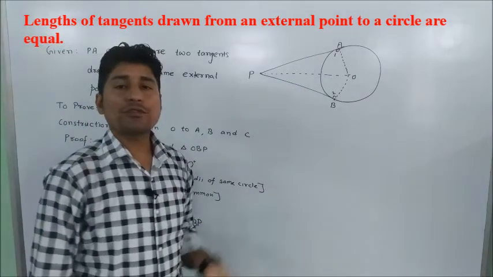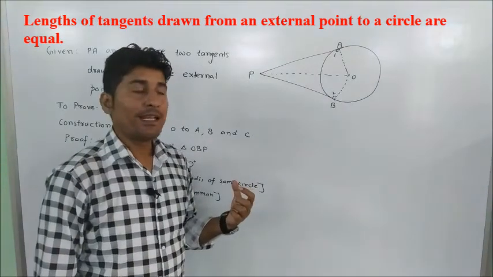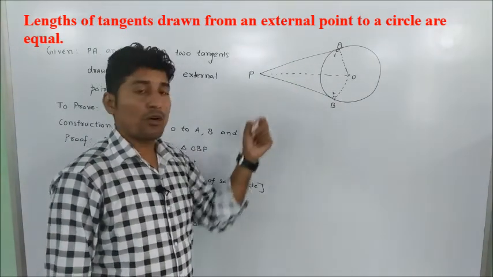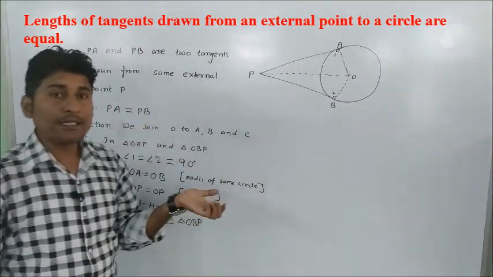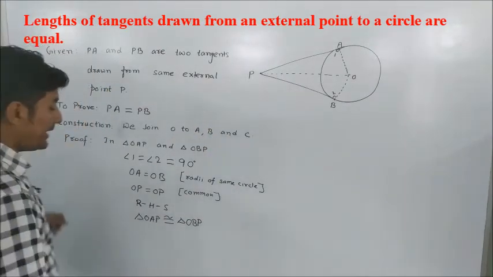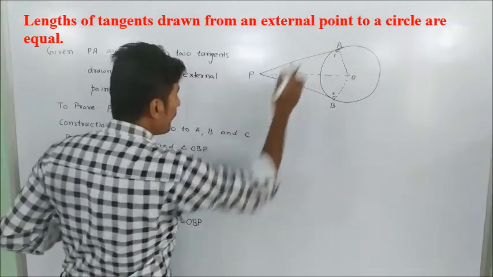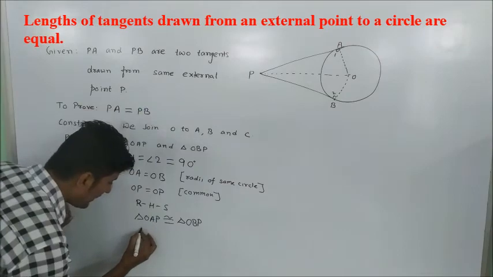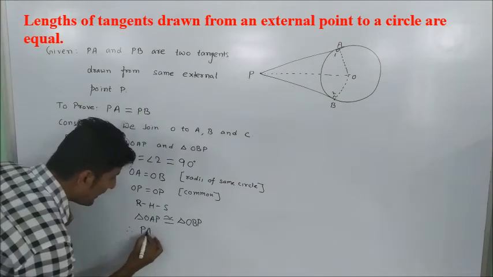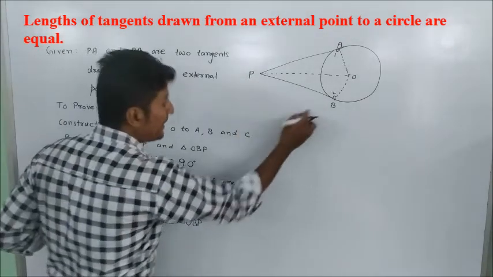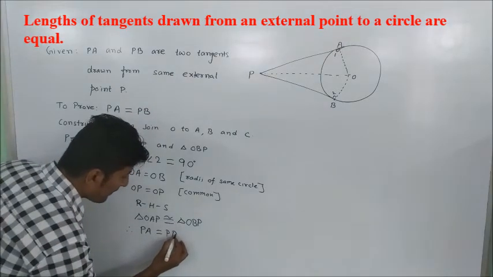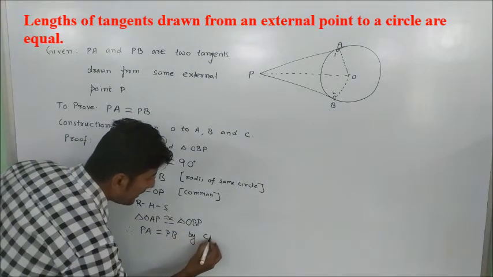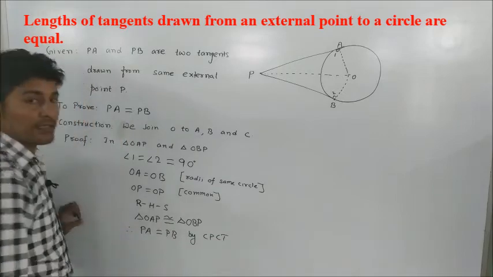So from RHS both the triangles will be congruent, and if two triangles are congruent, then by CPCT all the remaining parts will also be equal. So PA, part of this triangle, we can write here, hence PA equals PB by CPCT. So this is proved.